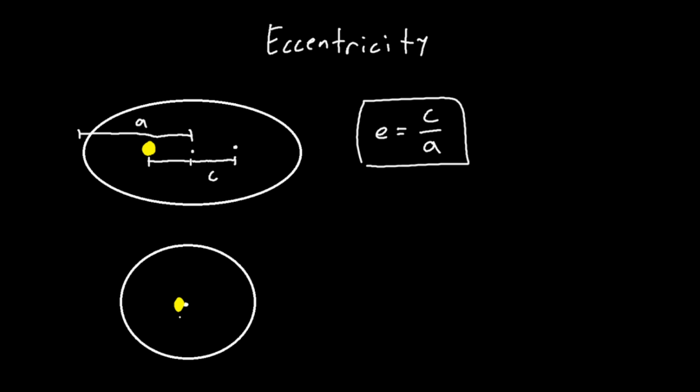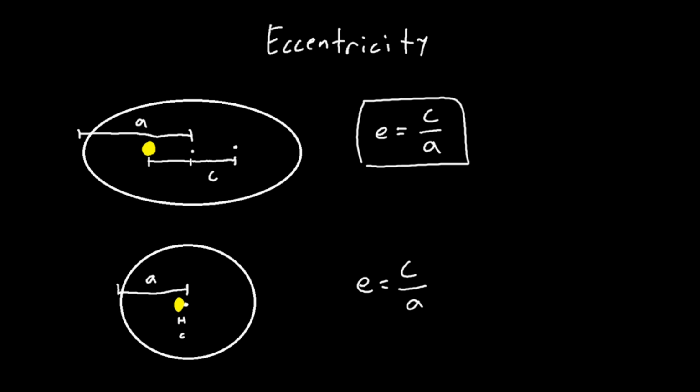Well, if the sun is super close, the distance between the focal point, or the sun, and the center is c, and that's going to be very small. And the distance between the center and the outer longer edge of this elliptical orbit is a. So if you divide c by a here, you're going to get a very small number because c is a super small number.